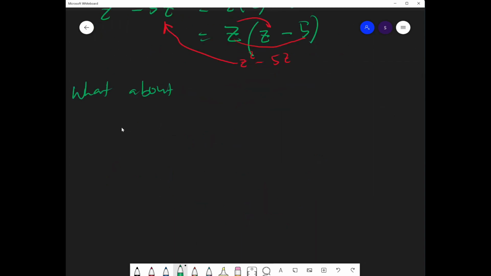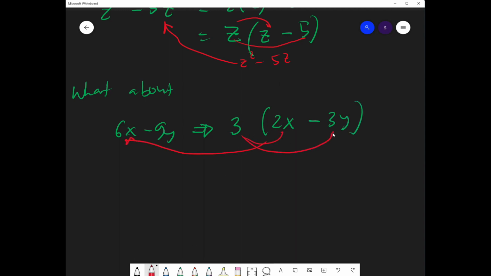What about 6x minus 9y? This has different letters. How to solve it? It's simple. Just find the number which can be divided to 6 and 9. Then we got 3, and we put 3 at the outside of the bracket, and divided 6 by 3, we got 2, and 9 by 3, we got 3 here.